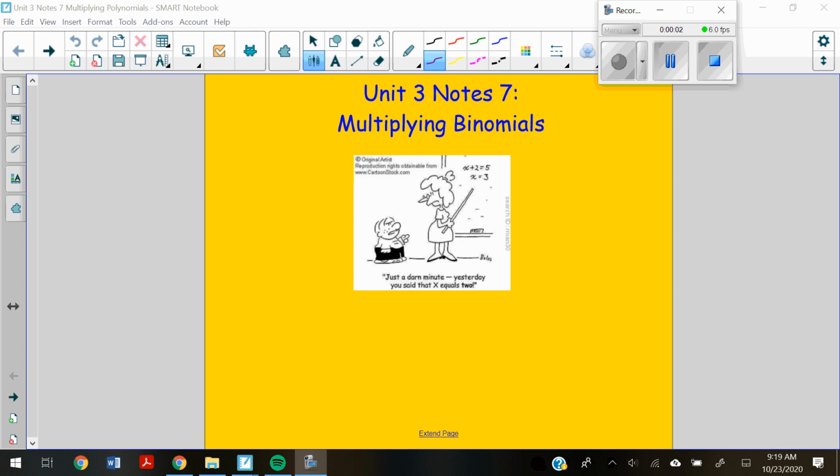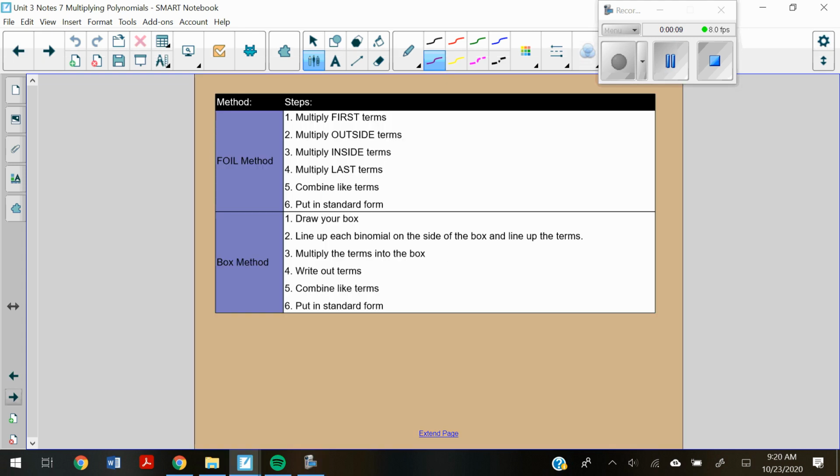Ladies and gentlemen, Unit 3, Note 7 is on multiplying binomials. This is probably one of my favorite sections in this whole unit. So I'm going to ask you to pause here and write all of this down. It's a lot, so take your time and pause. Okay, hopefully you paused it and you're back with us now.